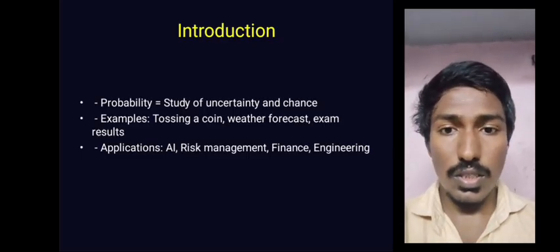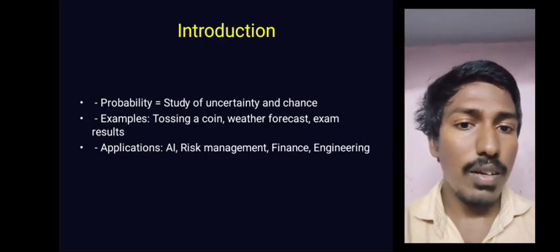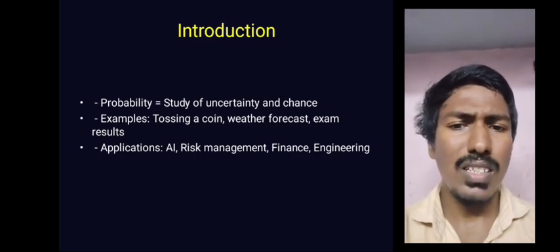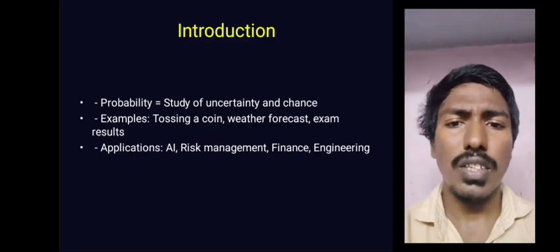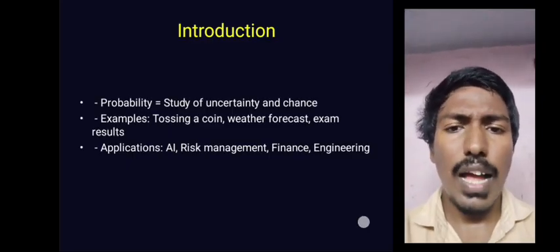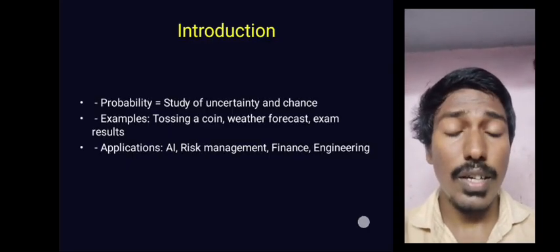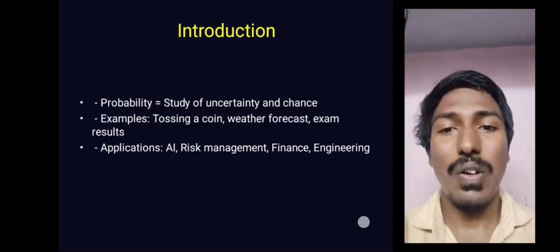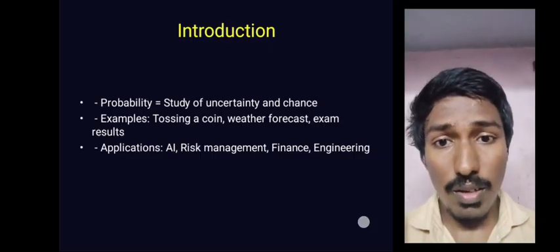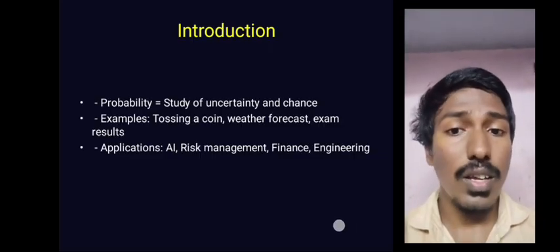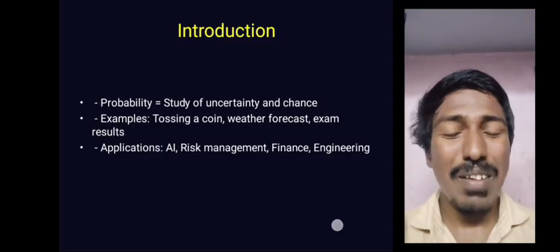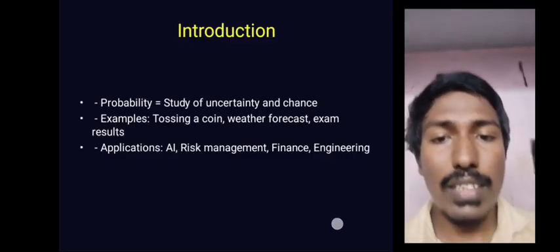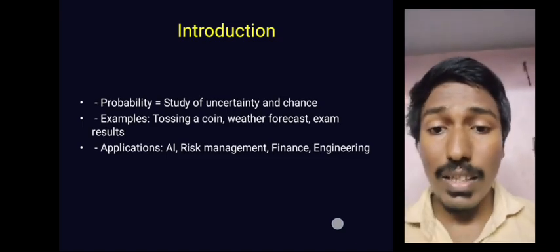Applications where we use probability: AI, risk management, finance, engineering. In day-to-day life, we also use probabilities. Just think, if we go outside and the sky is cloudy, we can predict that rain is coming, so we bring an umbrella. If not, we don't take an umbrella. In our minds we use probability without knowing that we are using it.